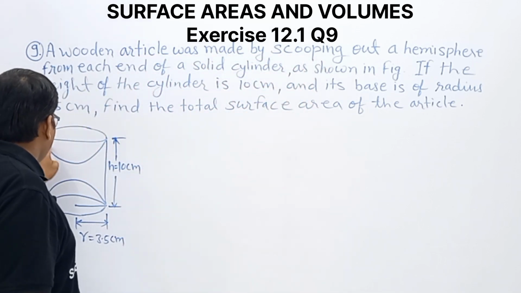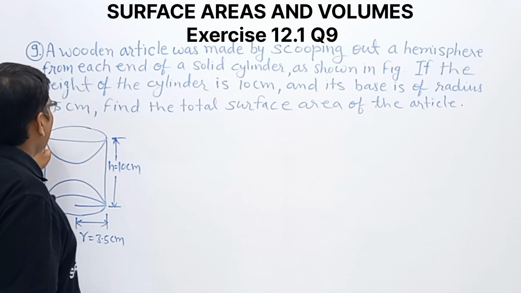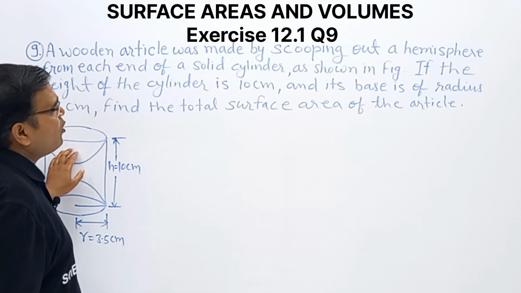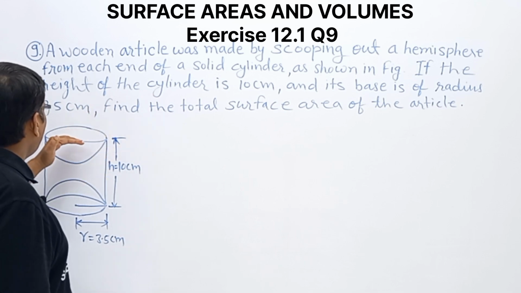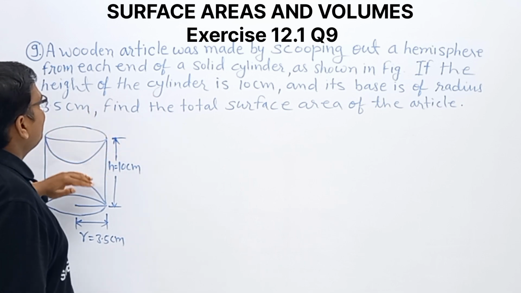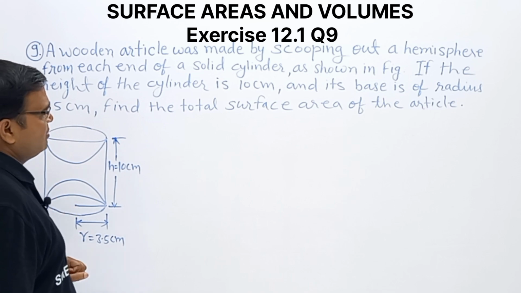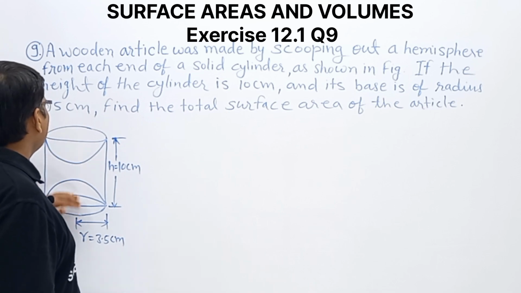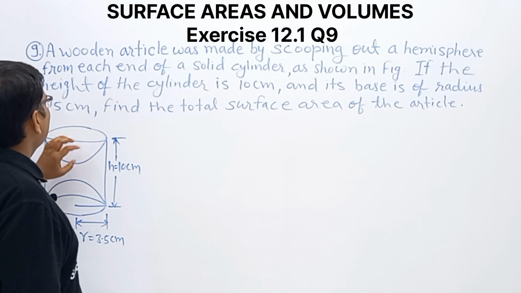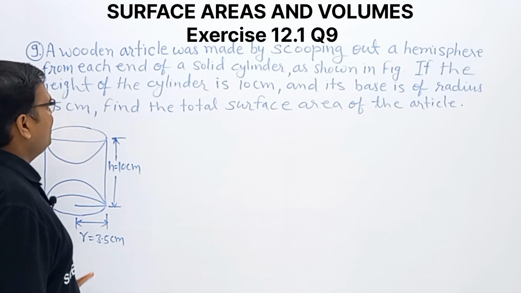By scooping, we take out this part, which is in the shape of a hemisphere, from each end of the solid. From both ends of the solid, we are doing this process. We are scooping out a hemisphere from both ends of the solid.